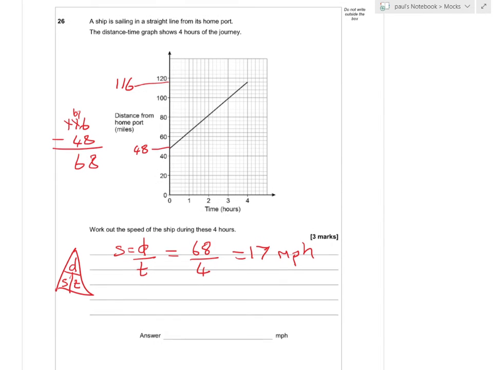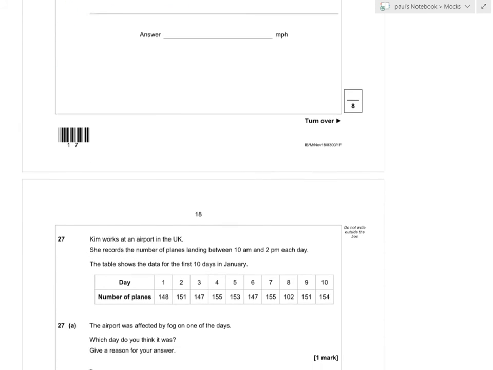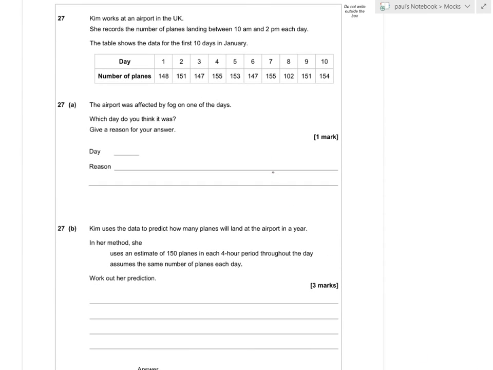Right, what we're doing now. Number 27. So we're getting there. Kim works at the airport in the UK. She records the number of planes landing between 10 and 2 each day. The table shows the first 10 days in January. The airport was affected by fog on one of the days. Which day do you think it was? Fog. Yeah, probably that one. Fewer planes. Day 8.